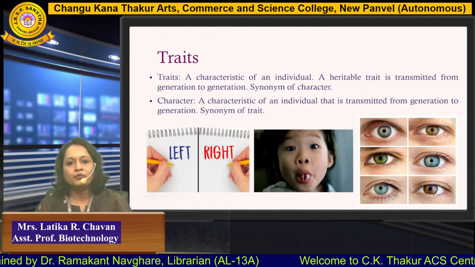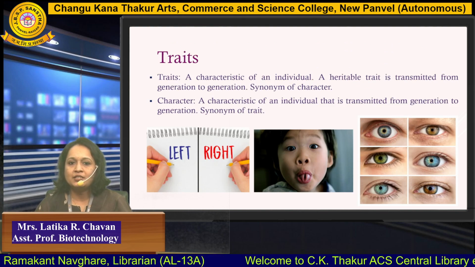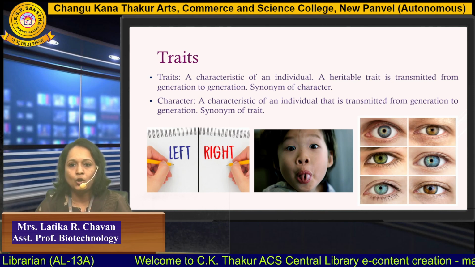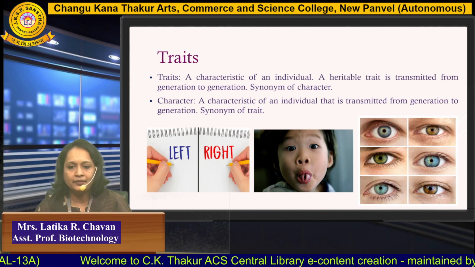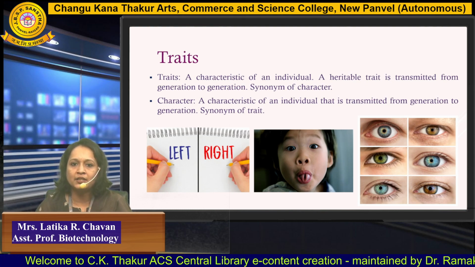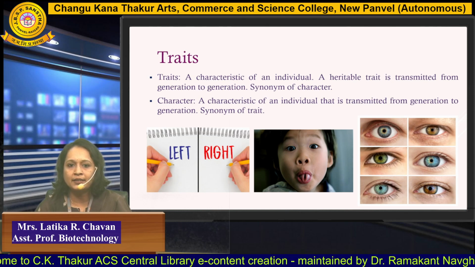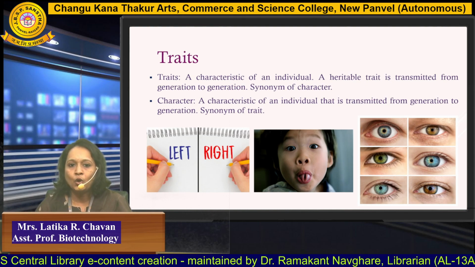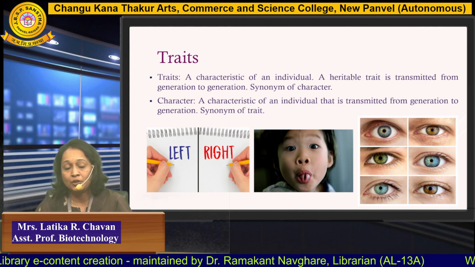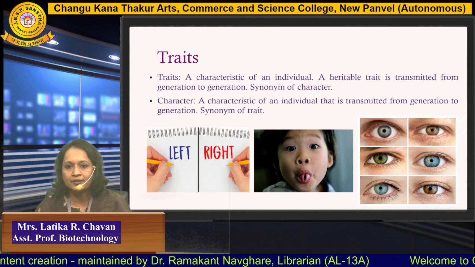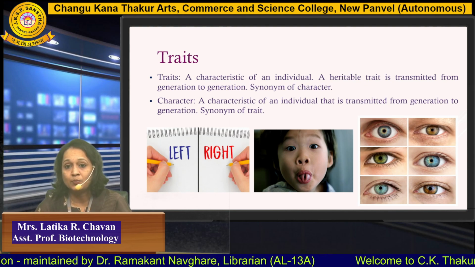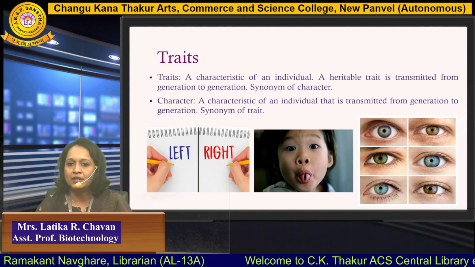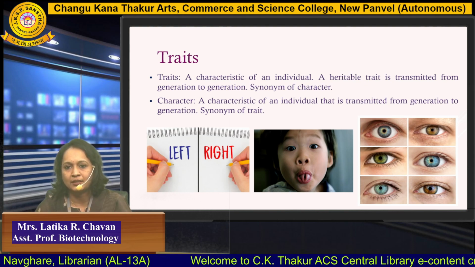So the first concept we will study is the trait. What is a trait? It is a characteristic which is there in every individual or organism. It is a hereditary trait, meaning it is transmitted from one generation to the next, and it is also called a character. If you observe the images shown on the slide, whether you are righty or lefty, that is a trait. Whether you are able to roll your tongue, that is also a characteristic. The color of eyes, whether blue, gray, black or dark brown, is also a trait which we carry because of the genes present in us.